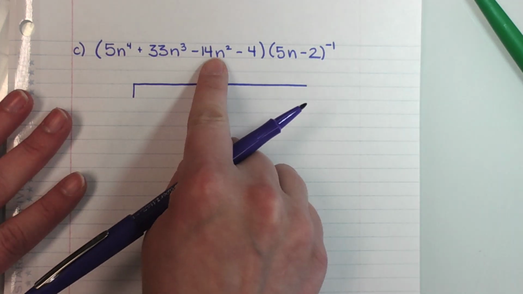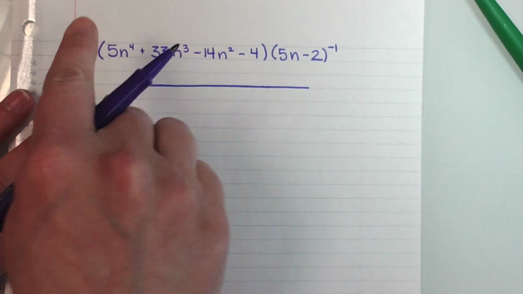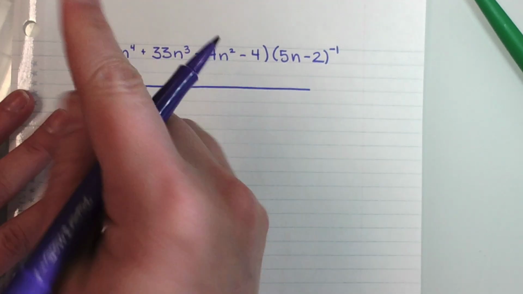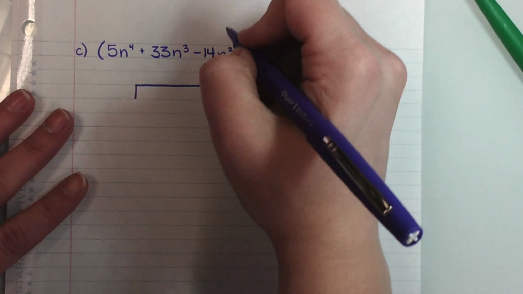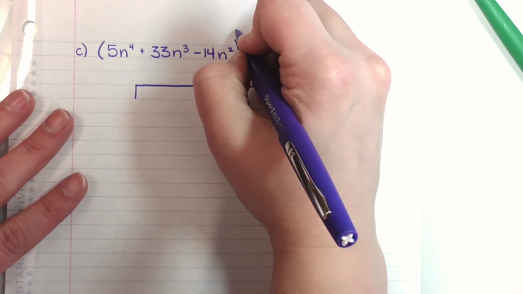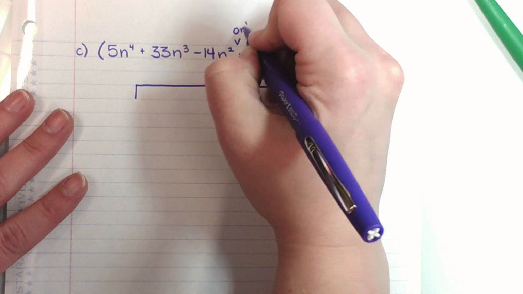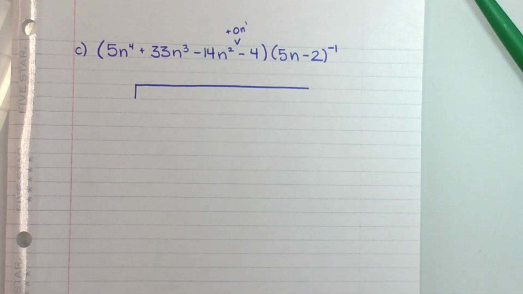4, 3, 2. Where's the n to the first power? Not there. How many n to the first powers do I have? In here, I need to add a 0n to the first. I can't have those missing terms. If I have them, I've got to add them.